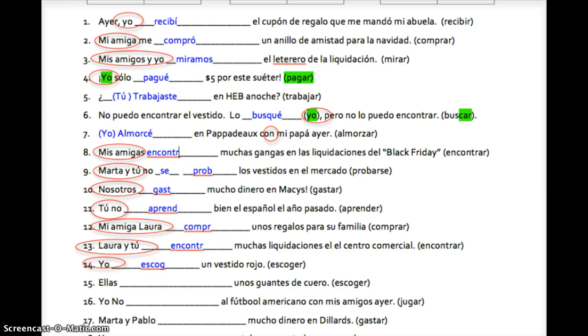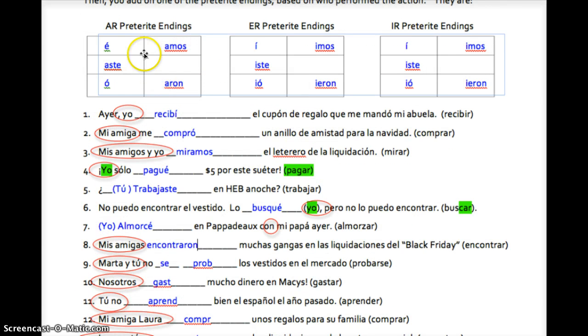Mis amigas encontraron, because it's plural, it's an AR verb, and it does not include the word yo or nosotros, so it was aron. Next one, all I did here was separate the se, put it at the beginning, and then put probar, and then I removed the AR ending. So now I need to look at this and say, Marta y tú, how many people is that? It is more than one. So on the me, te, se, nos, se chart, it would be se, because it doesn't include the word yo or nosotros. So se is going to stay how it is. And then probar is going to be aron. It's an AR verb, and it doesn't include the word yo or nosotros.